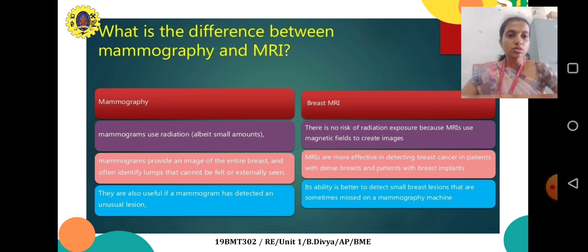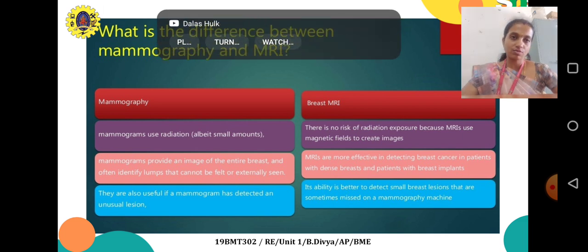Mammograms use radiation, which is of a smaller amount. In breast MRI, there is no risk of radiation exposure because MRI uses a magnetic field to create images. Since there is a small amount of radiation in mammogram, in MRI there is no risk of radiation exposure because MRI uses magnetic fields to create images.